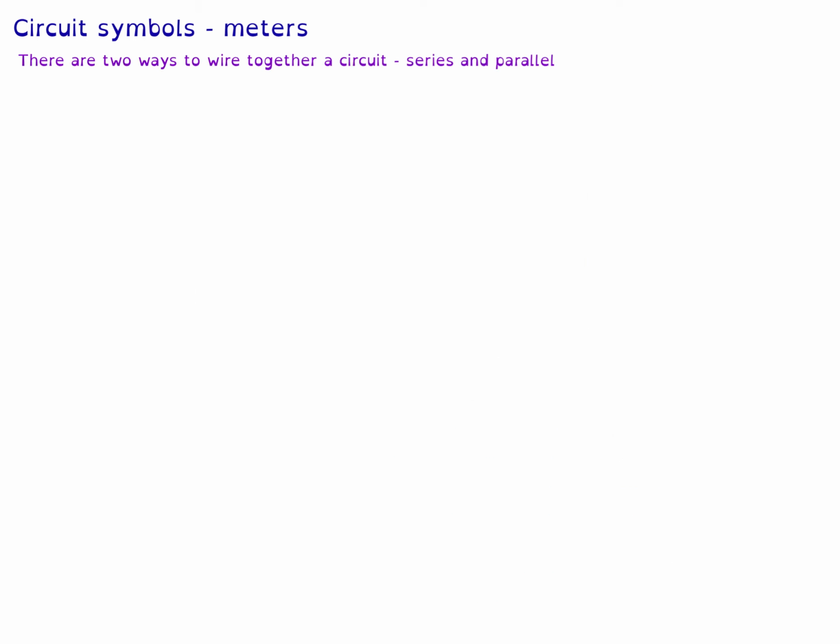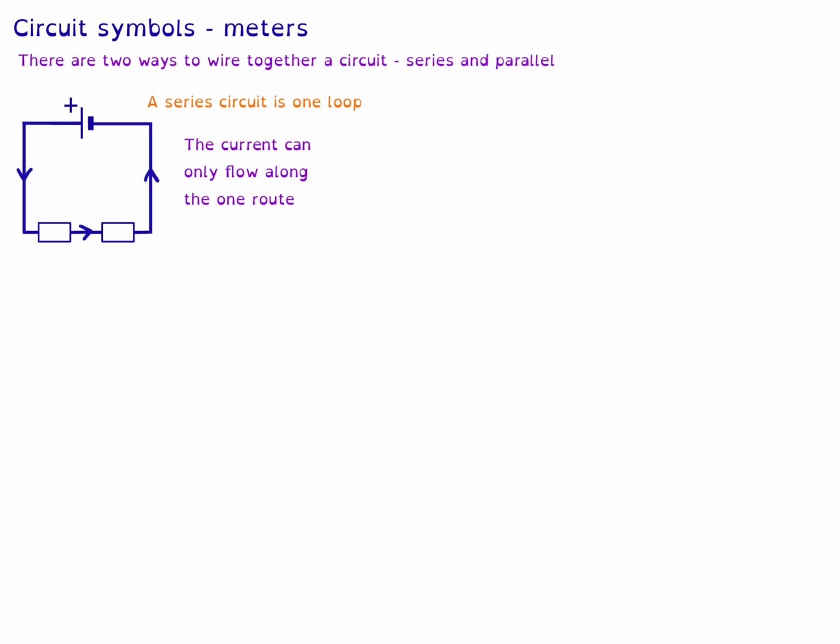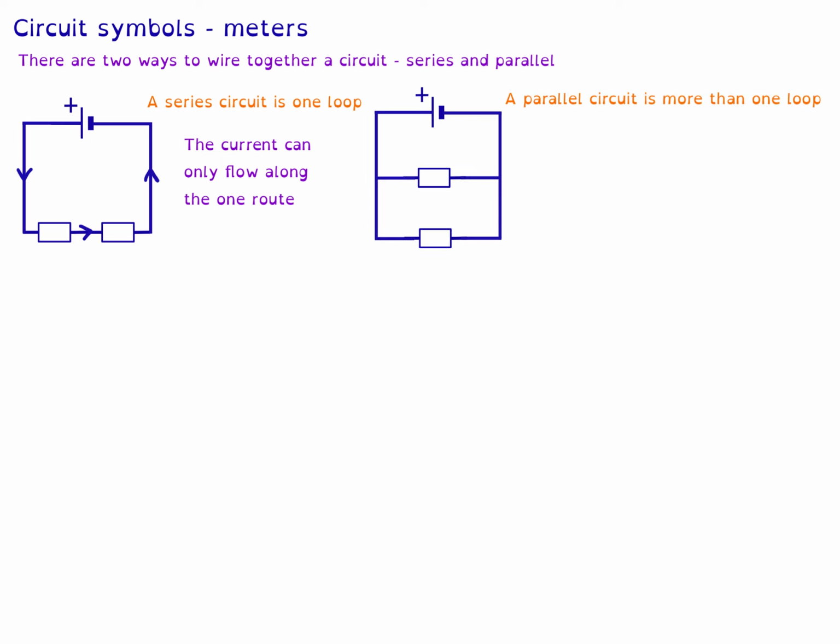There are 2 ways to wire together a circuit, series and parallel. A series circuit is one loop. The current can only flow along the one route. A parallel circuit is more than one loop. The current can flow along more than one route.